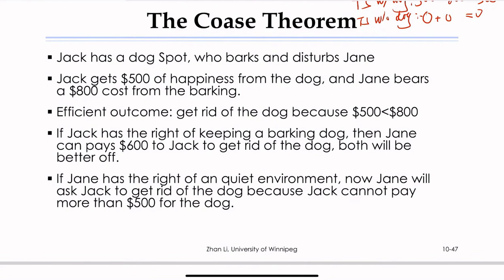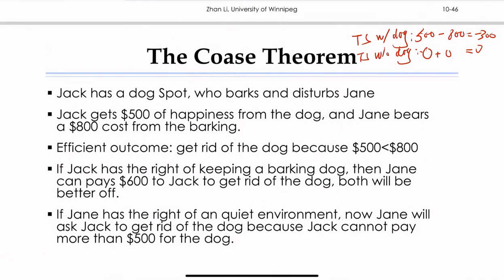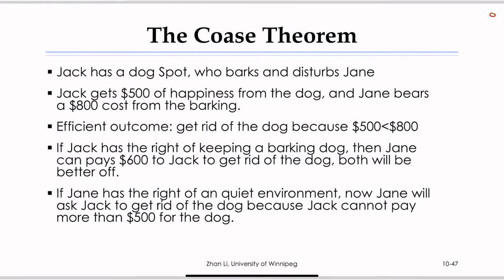Okay, now let's see whether they could achieve this efficient result through bargaining. That is, whether they can solve these externalities themselves if they could bargain with each other without cost. Right? So let's see. There are two cases depending on the so-called property right. So first, let's assume Jack has the right. That is, Jack has the property right. So Jack has the right of keeping a barking dog.